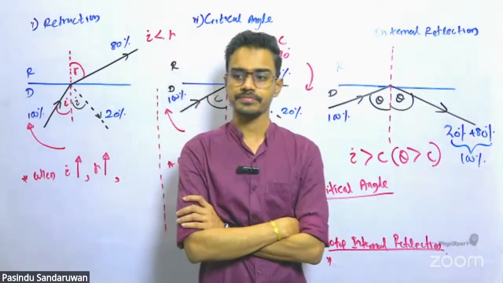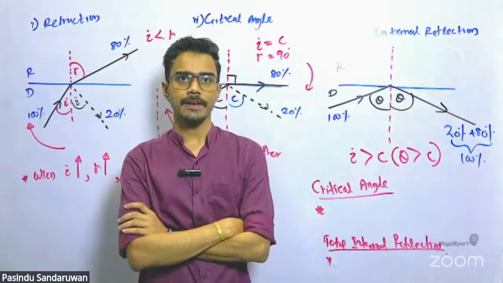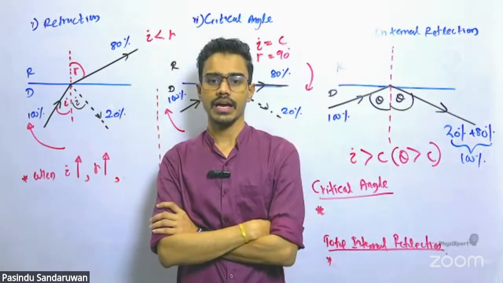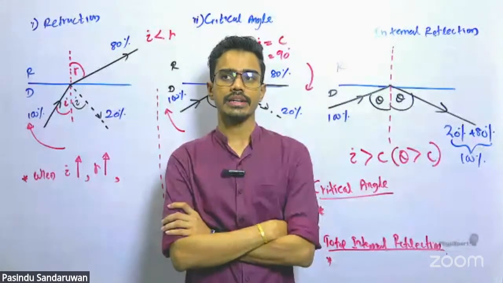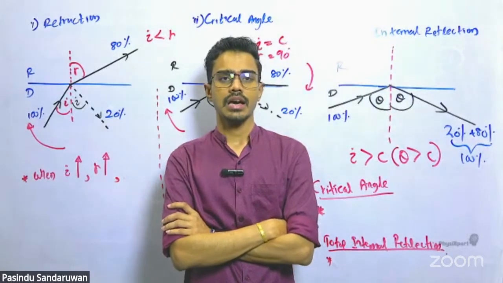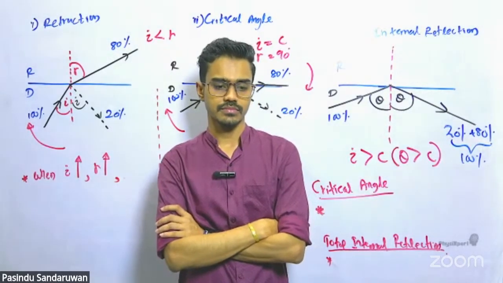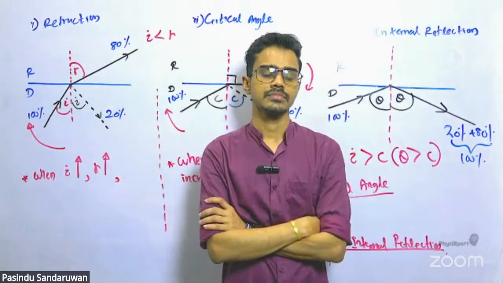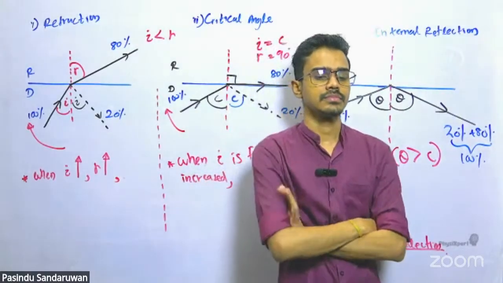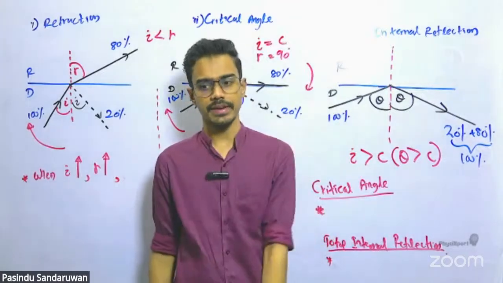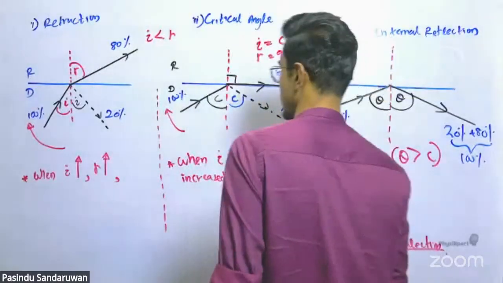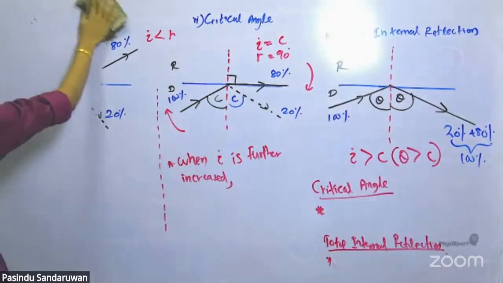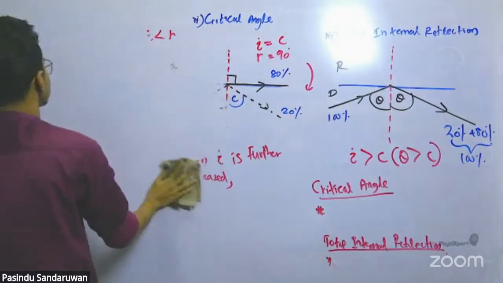Right? And next point, use a red pen. Both critical angle and total internal reflection is only from dense medium to rare medium. Okay.